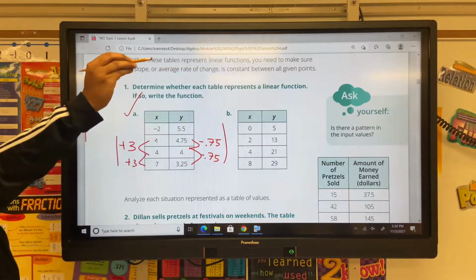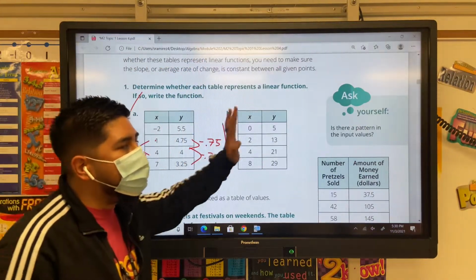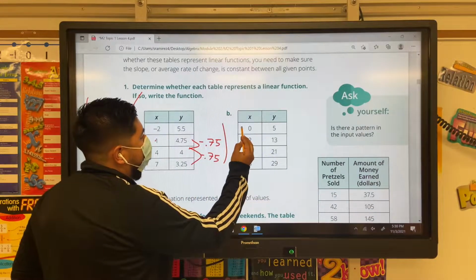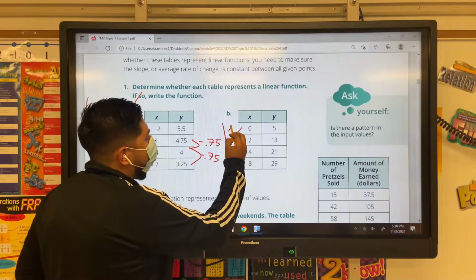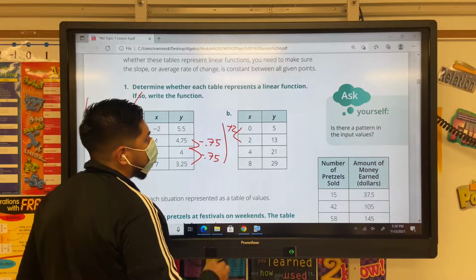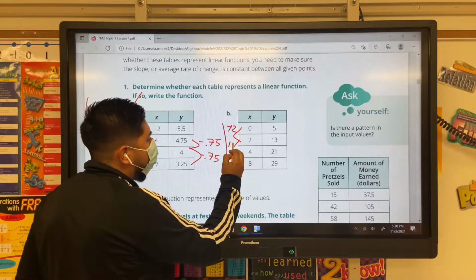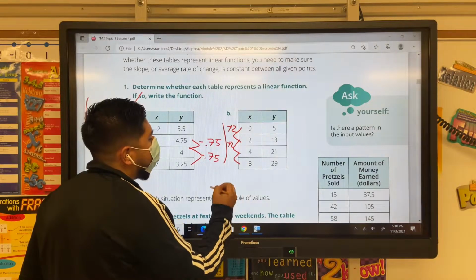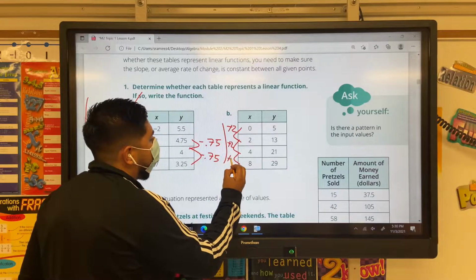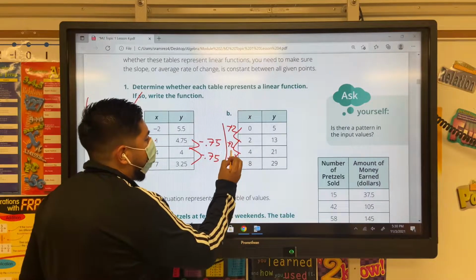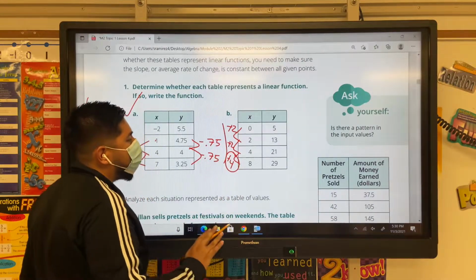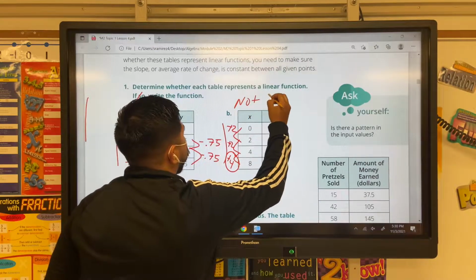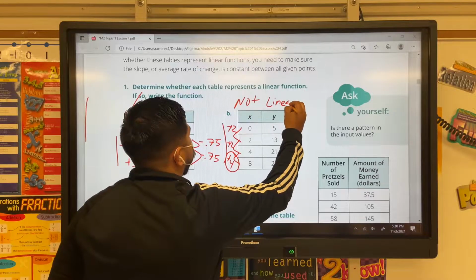This is linear. Because if we jump over here, we should all be able to count from 0 to 2 is plus 2. From 2 to 4 is also plus 2. But we have an issue when we go from here to here. We have plus 4. That plus 4 automatically tells me this is not linear. I'm not going to stress anymore about that.